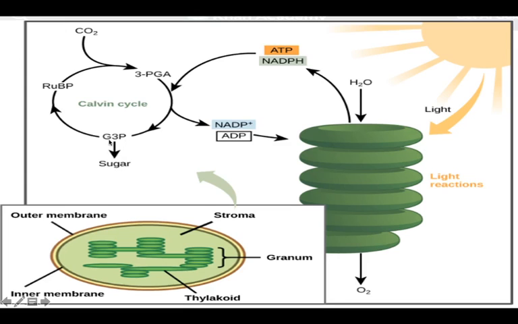Now this PGA is converted into G3P. A portion of this G3P, or in short form we call it PGAL, PGA, PGAL, both are the same thing. So a portion of it is used for the generation of carbohydrate, while the rest of the substance goes again in the cycle. That is the simplest understanding about the Calvin cycle.